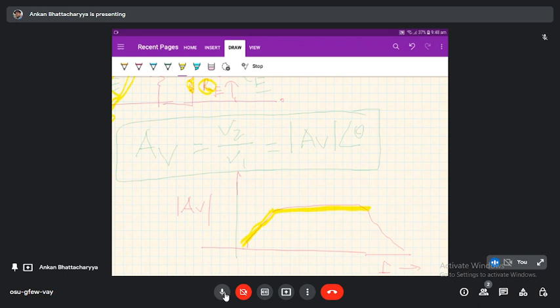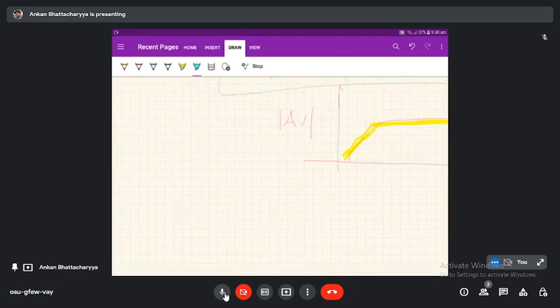And in the higher frequency range, the magnitude of AV goes on decreasing with the decrease of the phase angle also. So if we plot the phase angle versus frequency, then we will end up with this type of graph. This is taken to be the 180 degree in which the magnitude of the voltage amplification remains constant, and it goes on increasing in the lower frequency range and goes on decreasing in the higher frequency range.